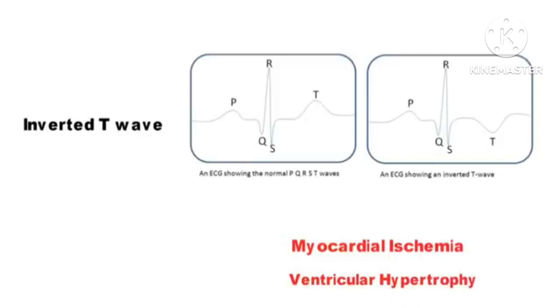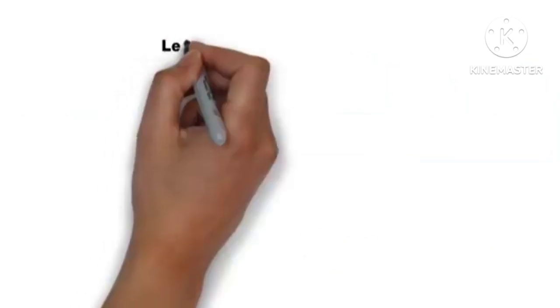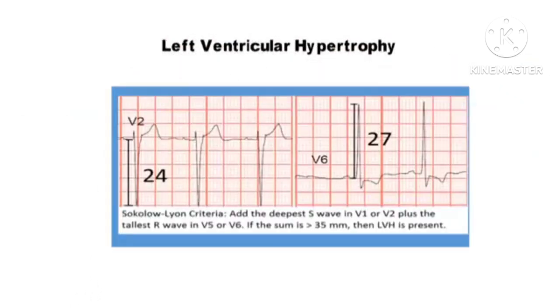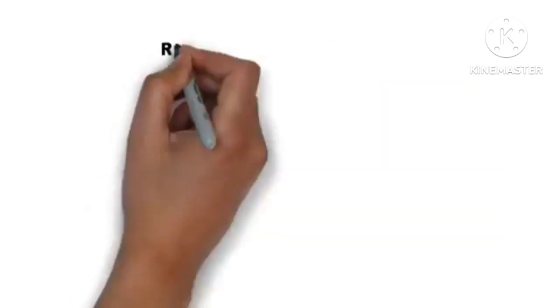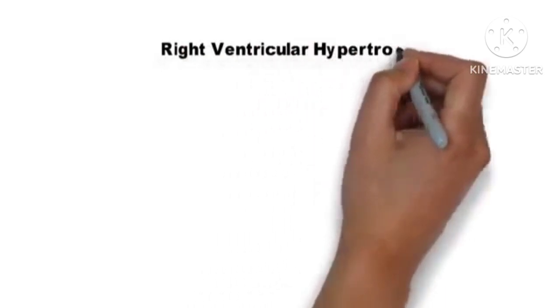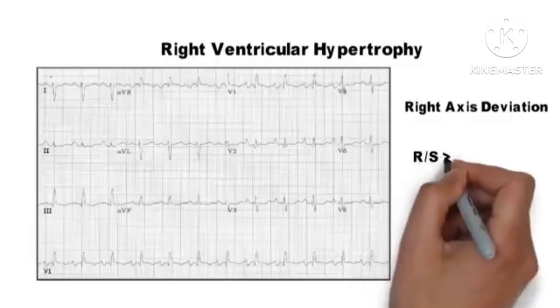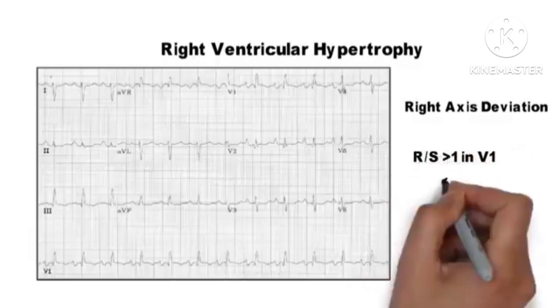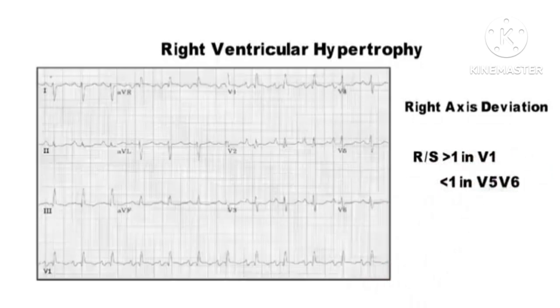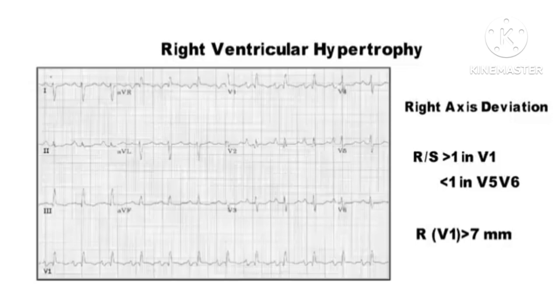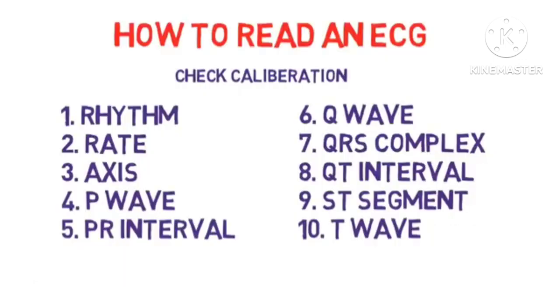Now let's discuss how the ECG looks in hypertrophy. In left ventricular hypertrophy, add deepest S wave in V1 or V2 to the tallest R wave; if more than 35 mm, then LVH is present. Whereas in right ventricular hypertrophy, there will be right axis deviation, R by S ratio more than 1 in V1 and less than or equal to 1 in V5 or V6, and also R wave in V1 is more than 7 mm. This is the simplest criteria to detect RVH.